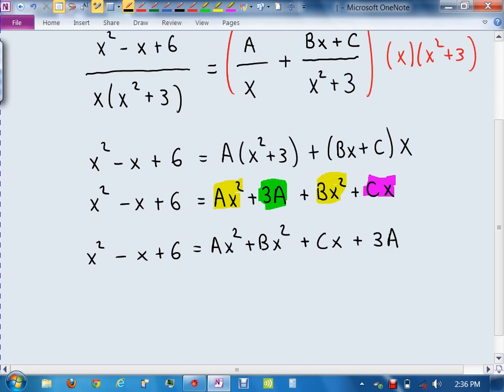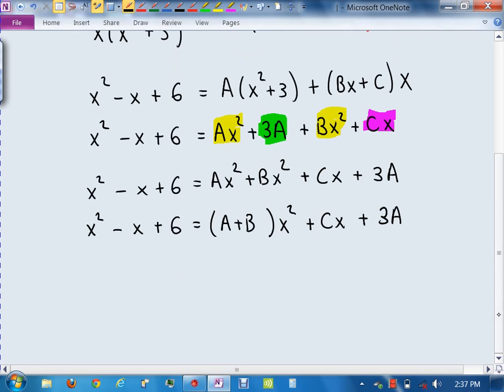So that's just me putting them in descending order. I do want to factor an x squared out on the right side because I have 2 terms with x squared. So what would I write here in parentheses? A plus b, and then x squared, and then plus cx plus 3a. And now I can play the matching game.